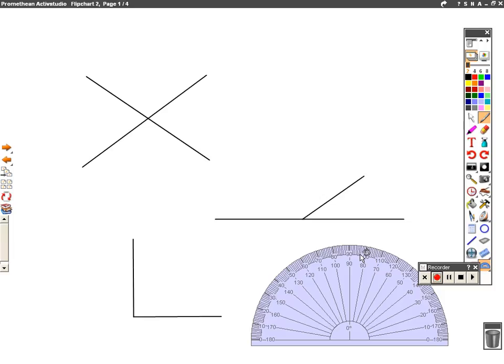Hi, in this video we're going to look at three types of angles. We have vertical, supplementary, and complementary. Let me fix this one right here. Alright, so let's start with vertical angles.